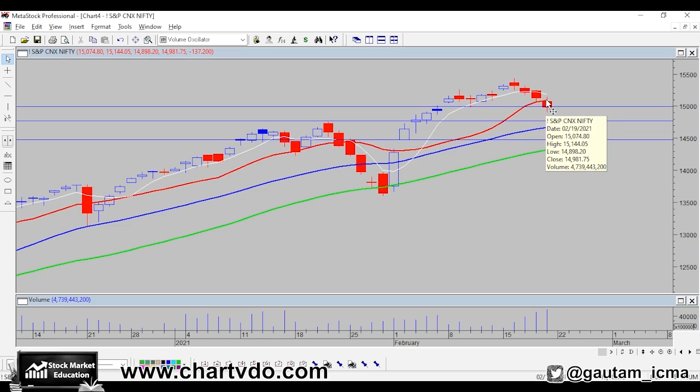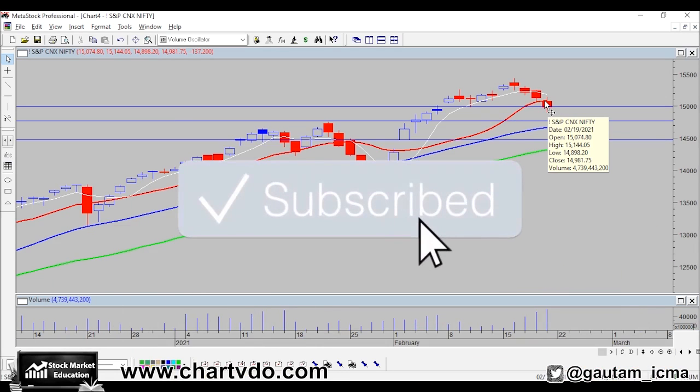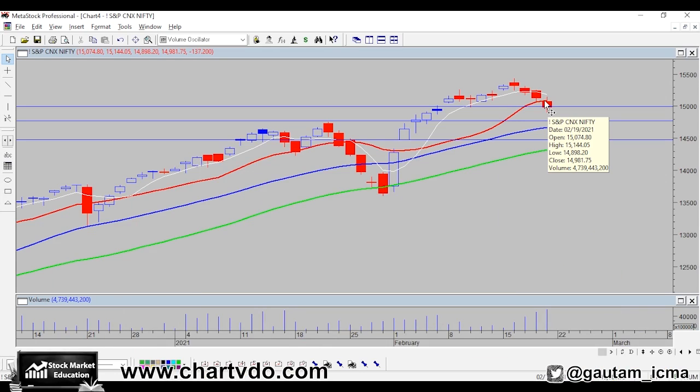Well, the 13 SMA slope is also changing. It has flattened a little. The slope of the 13 SMA was clearly up. It has changed and is quite flattish in nature. And in that case, if the 13 SMA is not surpassed, the downtrend may continue. The 13 SMA is at around, as of now, 15,100 level.